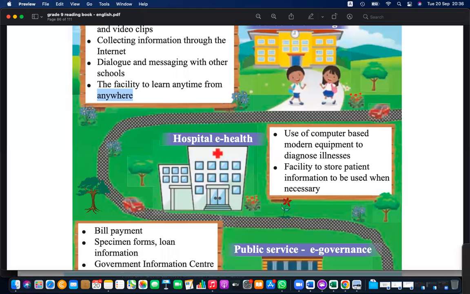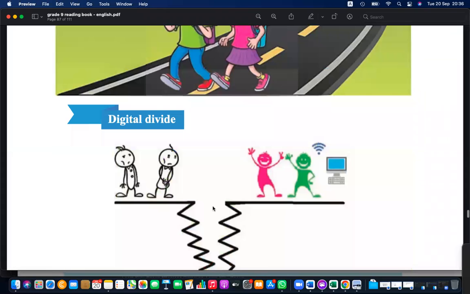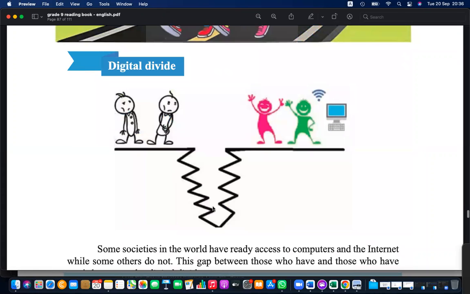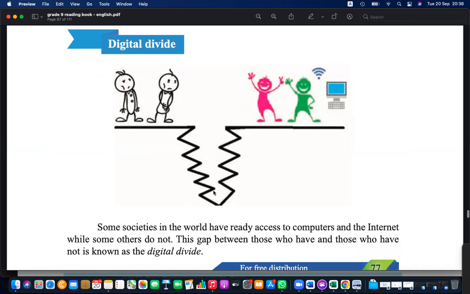Okay, in today's lesson what I'm going to discuss is the digital divide. This is a very interesting lesson, even though there is a very small paragraph about the digital divide, I will tell you a lot of things about it. The digital divide is where the society is divided into two groups: the people who can access ICT and technology, and the people who cannot access ICT and technology.